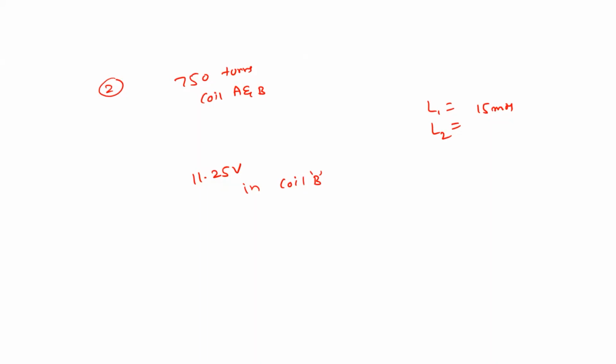Last one, the percentage of this flux which links with coil B. Clear? Which links with coil B.